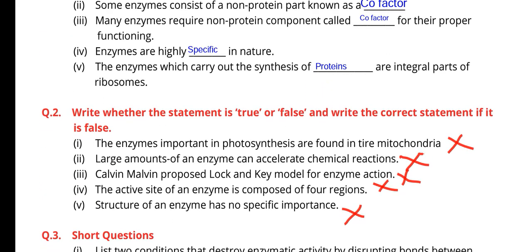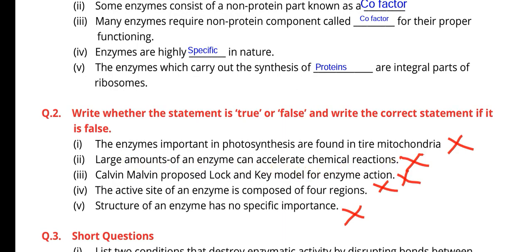So next is the true false. The enzymes important in photosynthesis are found in the entire mitochondria. Large amount of enzyme can accelerate chemical reactions. No, only a small amount. And the enzymes that are present in photosynthesis are found in chloroplast. So both of them are false.